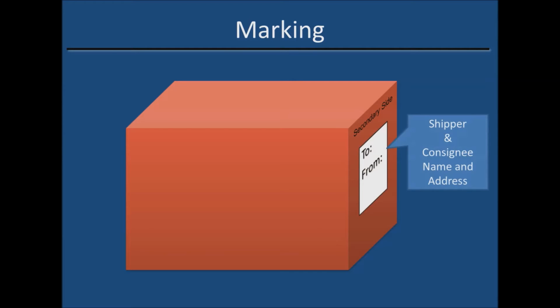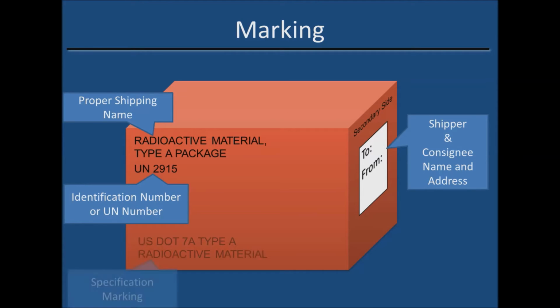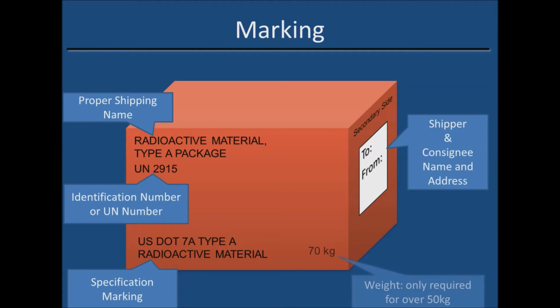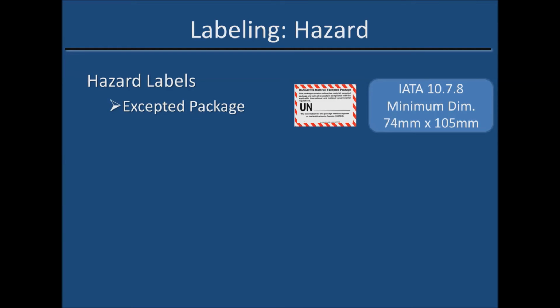So marking, quickly talking about that, you'd have a shipper and a to from address, a proper shipping name, you'd have the identification number, you'd have specification marking on the box. And if it's over 50 kilograms, you'd have the weight on the box. Those are your markings. Now moving into labeling, there's hazard labels, accepted package hazard labels.